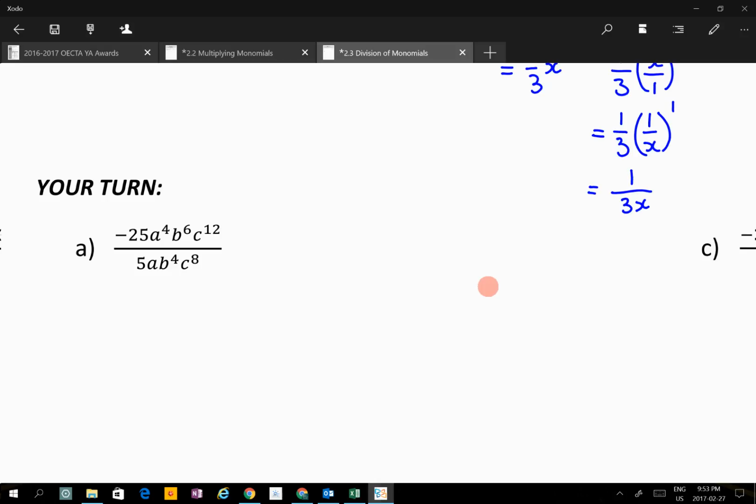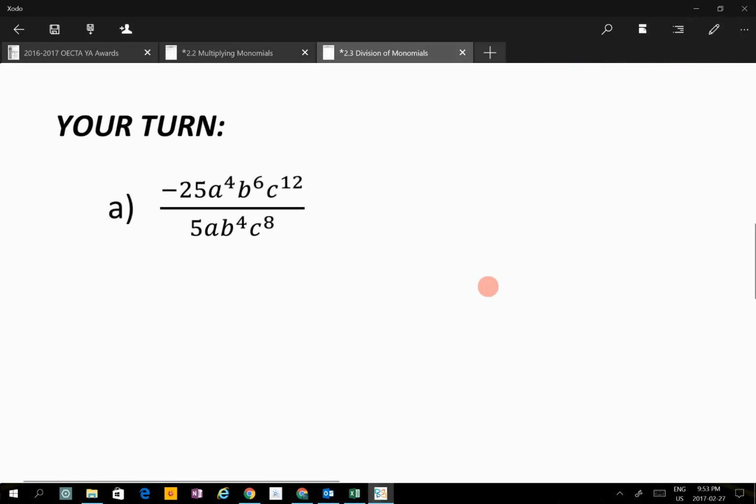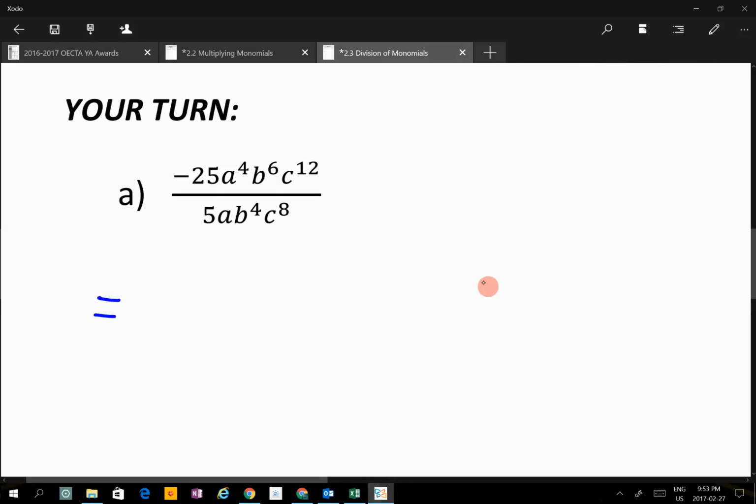Okay, so hopefully we had a moment to try them. Here are the results. It's going to go at a little bit of a faster pace. Negative 25 divided by 5 is negative 5. A to the exponent 4 divided by a is just a cubed. B to the exponent 6 divided by b to the exponent 4, subtract their exponents as part of the quotient rule, b to the exponent 2. C to the exponent 12 divided by c to the exponent 8 is just c to the exponent 4.